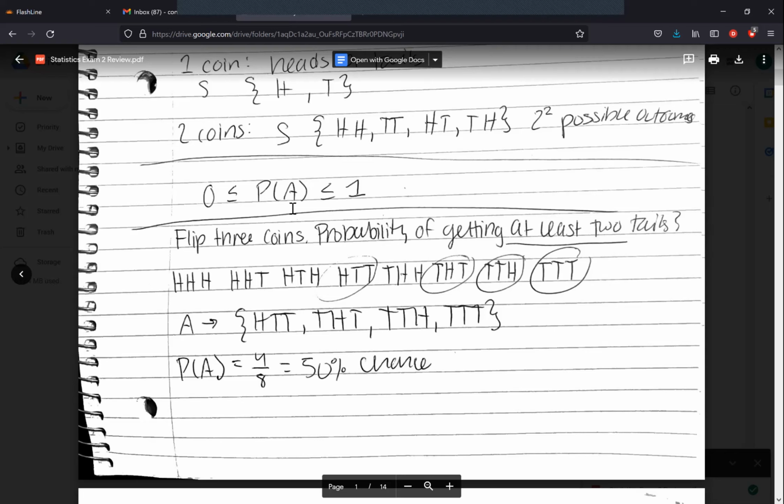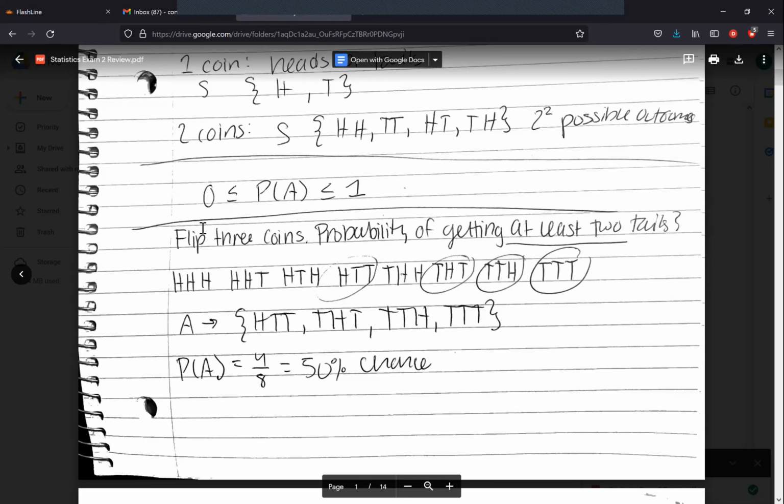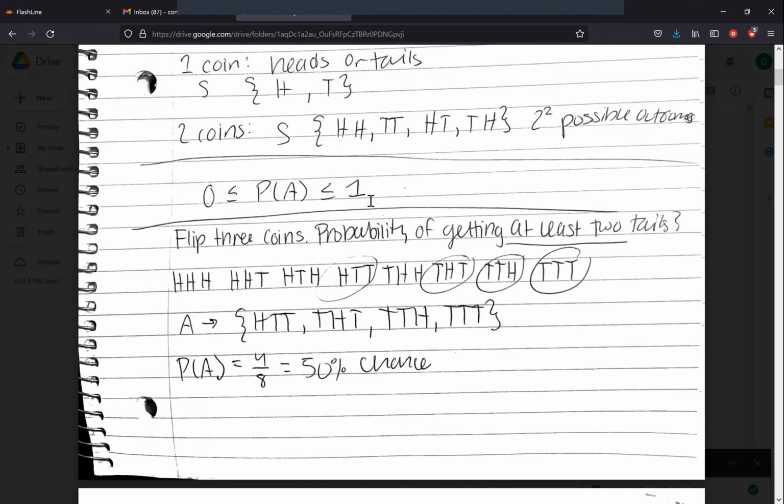And the probability of an event occurring is between 0 and 1. It can be 0, which means it's impossible. And if the probability is 1, that means it has a 100% chance of occurring, meaning that it always occurs.